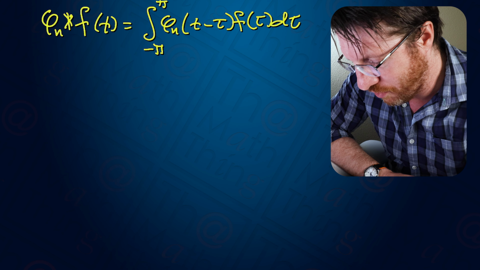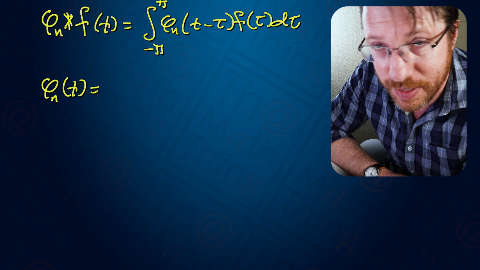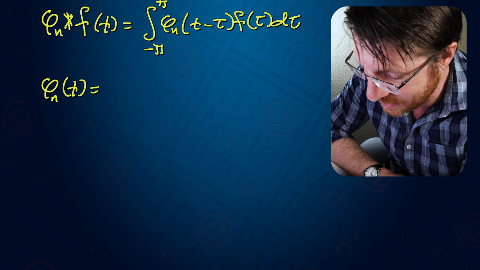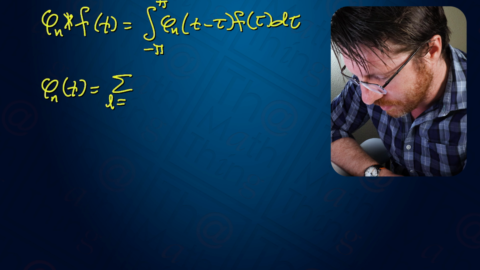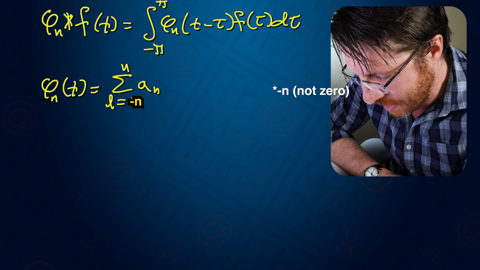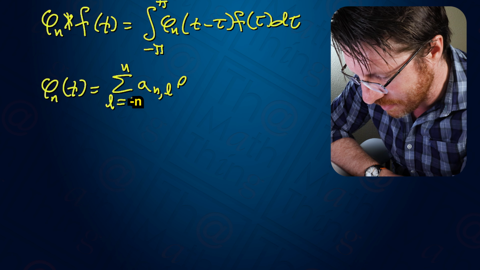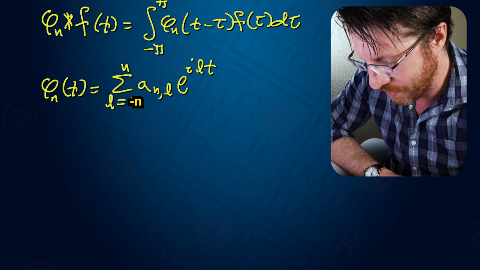So we know that phi n of t can be written as a trigonometric polynomial. I'm not going to write it out the way we had it in the last slide because that's a lot, but it's just basically a bunch of coefficients, say l going from 0 up to n, and we're going to have a n l and then times e to the i l t. So now we're going to put that in for phi, and we're going to see what we get.